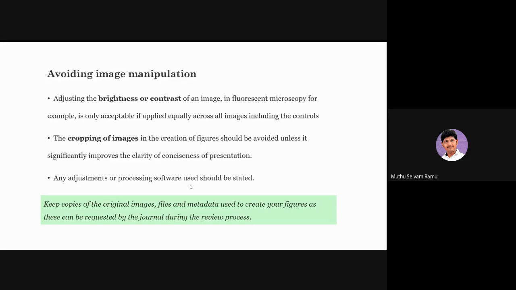And as I gave a hint in the green box, keep copies of the original images, files, and metadata used to create your figure, as these can be requested by the journal during the review process. Many might not experience this, but many good journals, if they have some doubt about the figures you have given, would ask for the raw data, the raw pictures you have obtained.